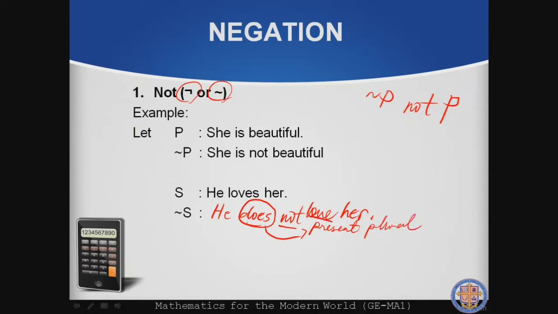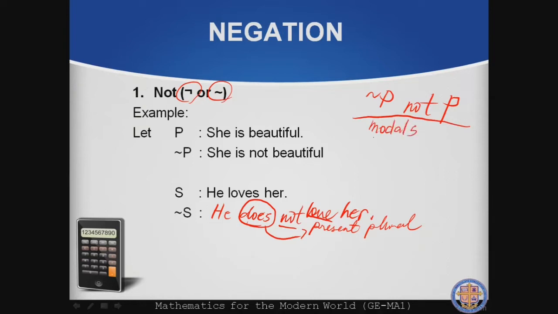This "love" is in plural form because it's written without S. Then it's in present form, tense of verb, because it's not with D at the end. "Loved" is past tense. So let us recall all the modal supporting verbs that we can use to negate propositions.